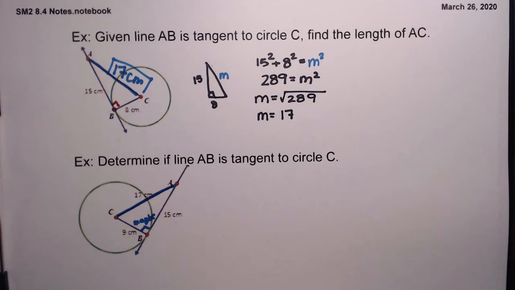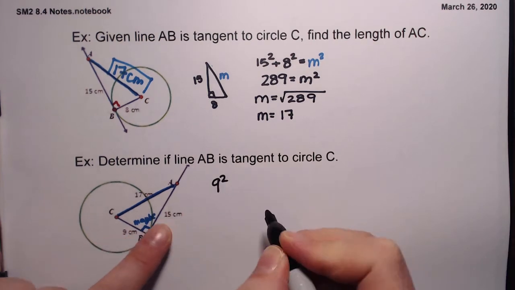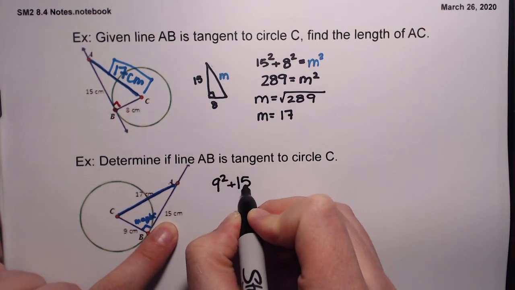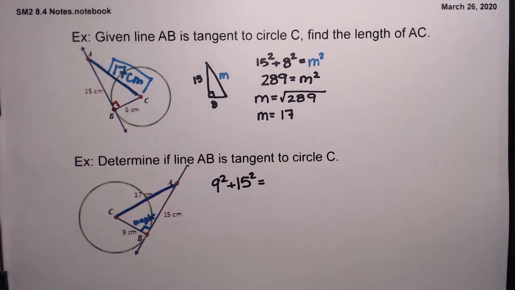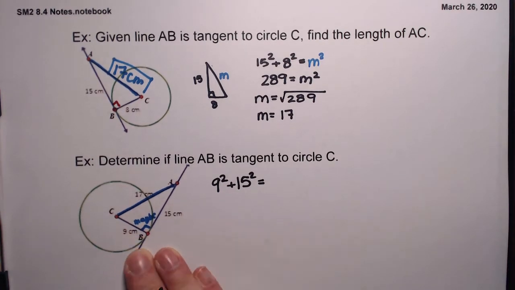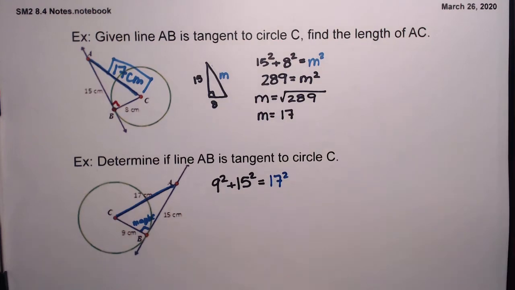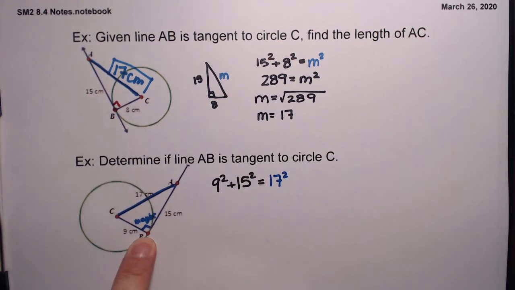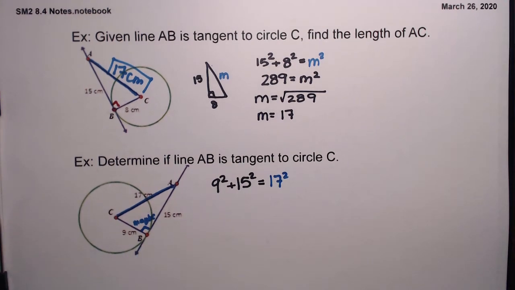This would be my hypotenuse. So I'm going to take 9 squared plus 15 squared, which should equal 17 squared. If it does, then this is a right triangle, therefore that line is tangent. If it doesn't, then that means that that's not a 90-degree angle, and that means it's not a tangent line.